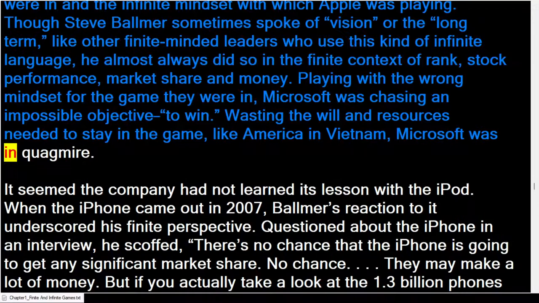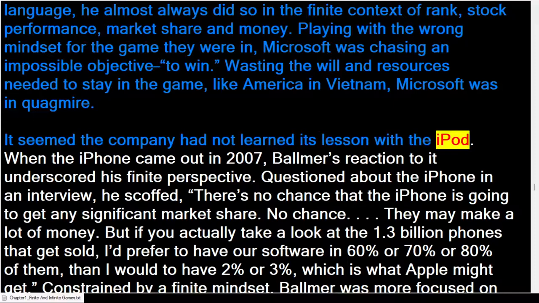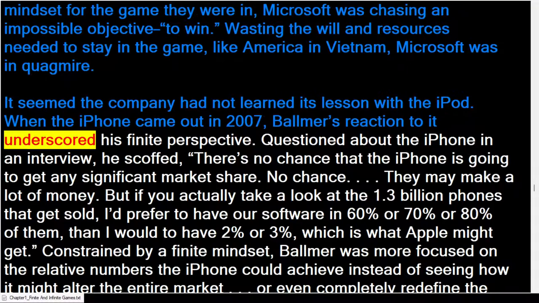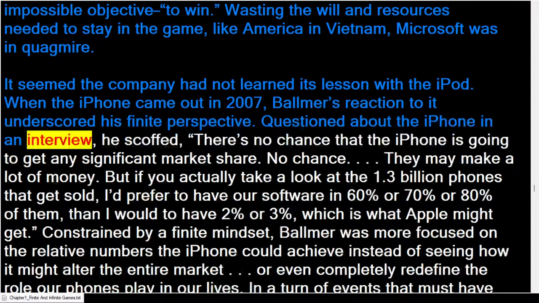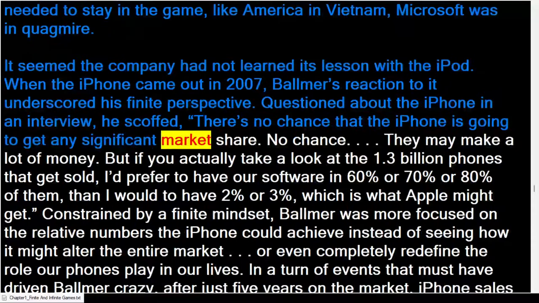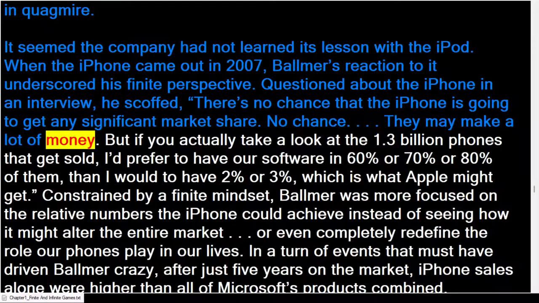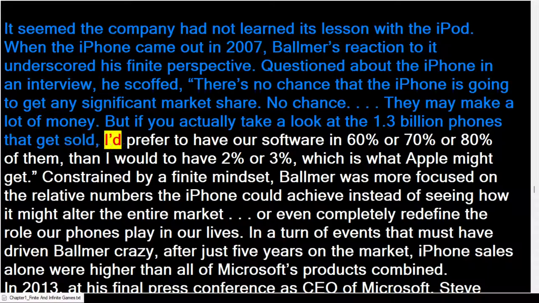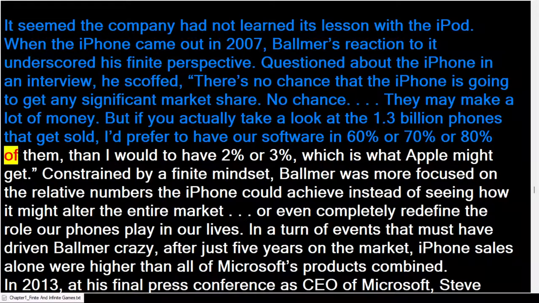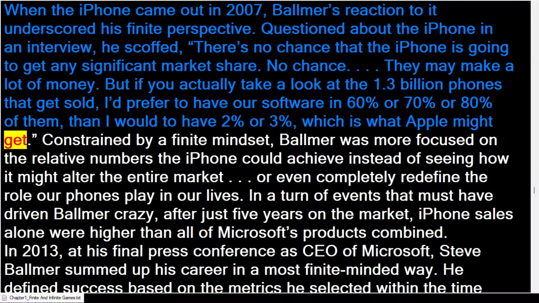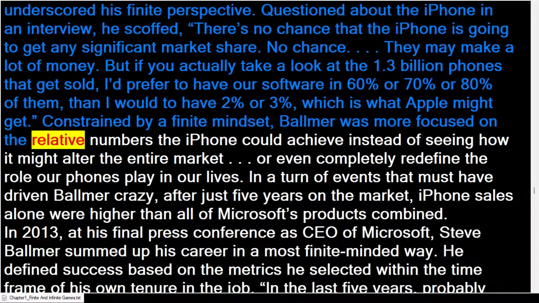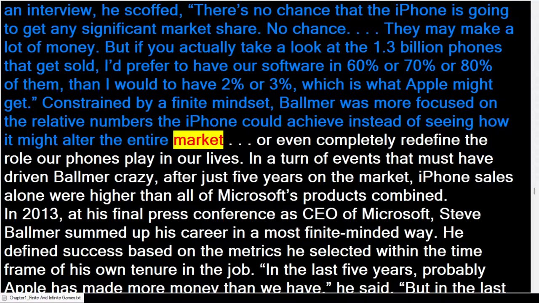It seemed the company had not learned its lesson with the iPod. When the iPhone came out in 2007, Ballmer's reaction to it underscored his finite perspective. Questioned about the iPhone in an interview, he scoffed, "There's no chance that the iPhone is going to get any significant market share. No chance. They may make a lot of money. But if you actually take a look at the 1.3 billion phones that get sold, I'd prefer to have our software in 60% or 70% or 80% of them than I would to have 2% or 3%, which is what Apple might get." Constrained by a finite mindset, Ballmer was more focused on the relative numbers the iPhone could achieve instead of seeing how it might alter the entire market or even completely redefine the role our phones play in our lives.